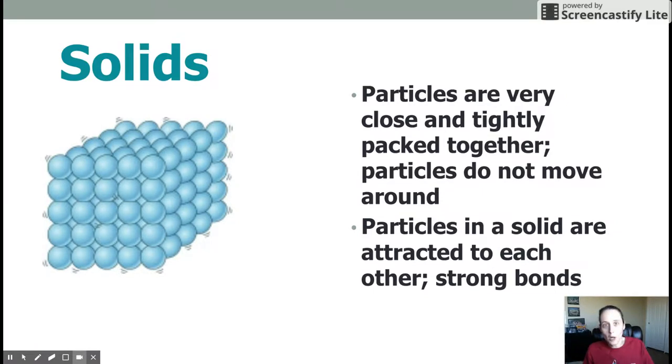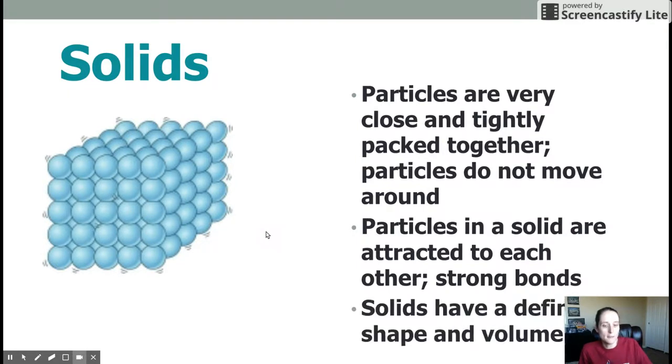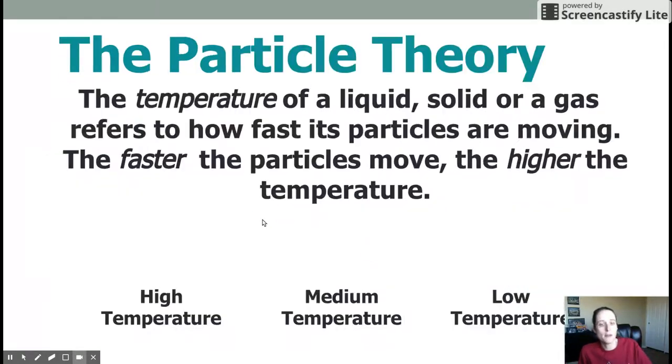Now you're thinking, well, I could crumble a cookie and it's solid. Right, but when you get down to those molecules of cookie, you would have a hard time breaking those apart. And they definitely have their own shape and volume. My phone is a solid. It has a definite shape and a definite volume.